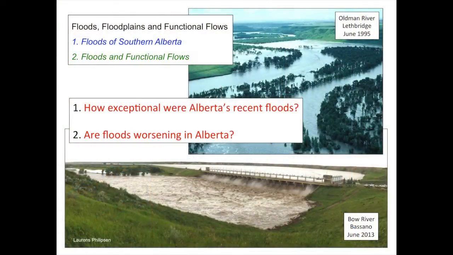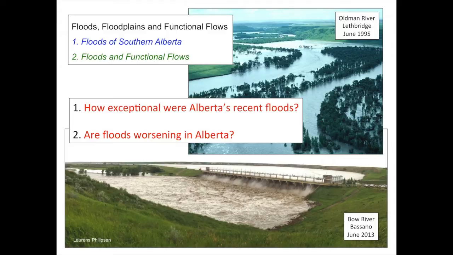Now, what I'd like to do is address two particular questions. Firstly, how exceptional were the recent floods in Southern Alberta? And secondly, are floods worsening or intensifying? Now, relative to the first question, in fact, the second as well, I'm not going to restrict the discussion to 2013, but I'd also like to think about the floods of 1995, especially in the Oldman Basin, as well as the 2005 flood that crossed both basins.